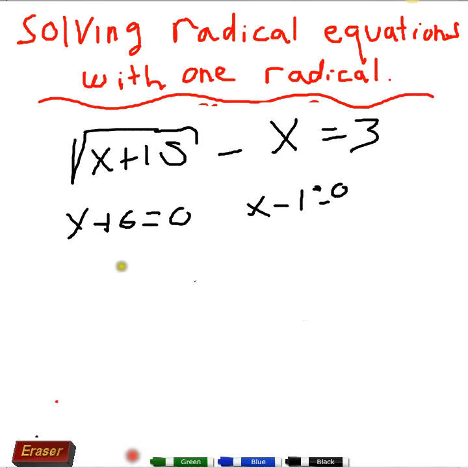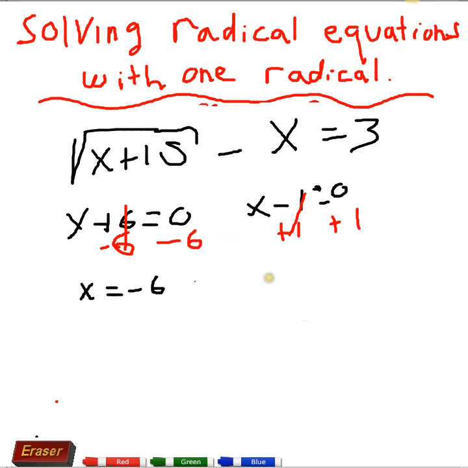So now you want to do the opposite to solve for x. So the opposite of positive 6 is negative 6. And the opposite of negative 1 is positive 1. So those cancel and those cancel. So one of our answers is x equals negative 6. And our other answer is x equals positive 1. So these are our two answers.